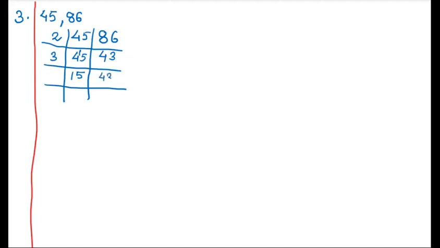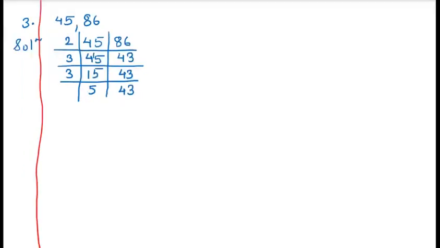Now again 15 is divisible by 3, that is 3 5s are 15. 43 is a prime number, so we will write it again as it is. Now if you see the last row, the two numbers are 5 and 43, which are prime numbers. Yes, so we have to stop here, as they are divisible only by 1.